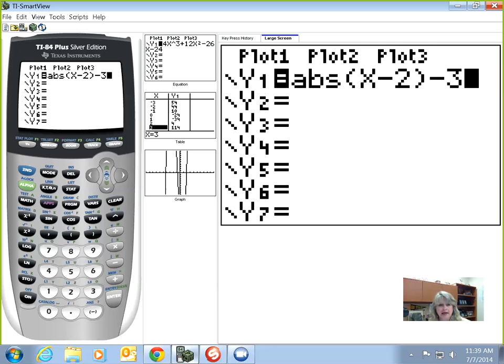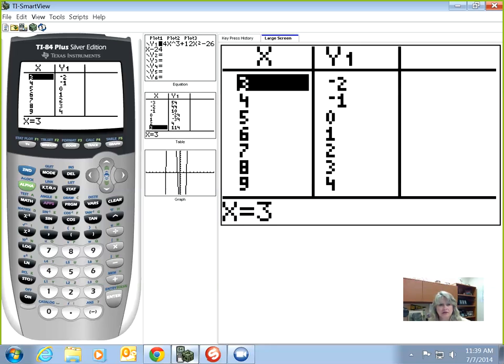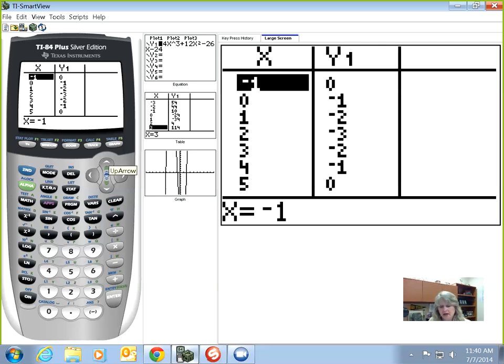And let's take a look at that graph. Okay, it's a V shape. Notice that we have two x-intercepts. If we look at our table, let's do that first. Okay, notice I already see 5, 0 right there. That's one of our x-intercepts. But let's go back to the left. Negative 1, 0. So our two x-intercepts are negative 1, 0 and also 5, 0.